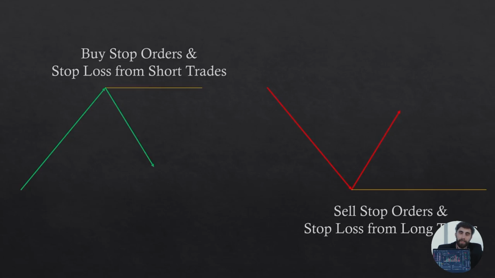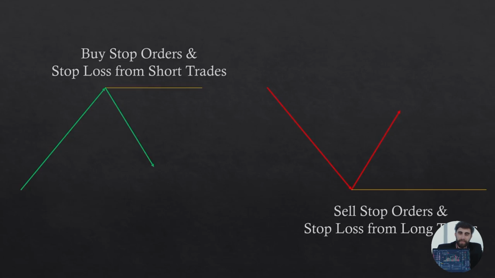A buy-stop order at a high is simply a buy order. A stop-loss just above a high is the stop-loss of a short trade. The stop-loss of a short trade is a buy order as well. A sell-stop order at a low is simply a sell order or supply. A stop-loss order just below a low is the stop-loss order of a long trade. The stop-loss order of a long trade is a sell order. In summary, there are a lot of buy orders, or a lot of demand, at highs, and a lot of sell orders, or supply, at lows.